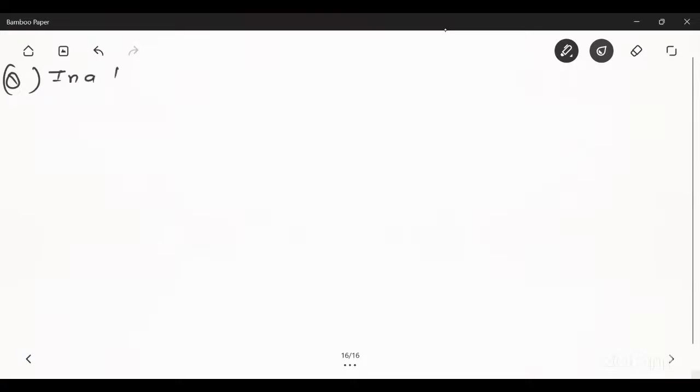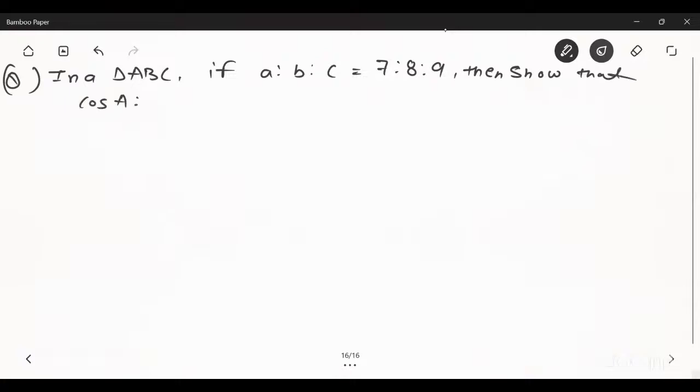in a triangle ABC, if A ratio B ratio C is 7 ratio 8 ratio 9, then show that cos A ratio cos B ratio cos C is equal to 14 ratio 11 ratio 6. Now solve it.